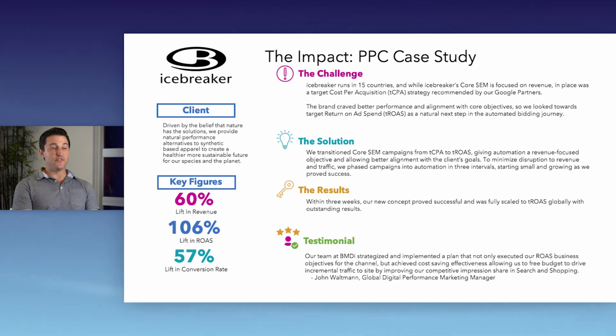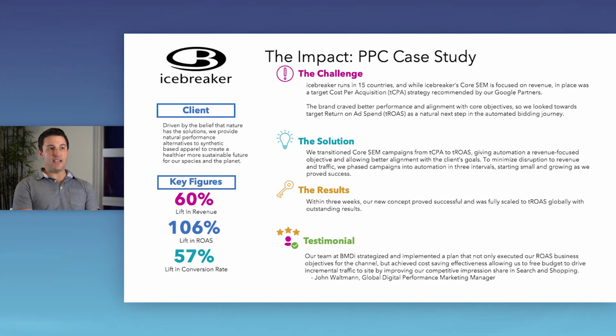The first case study is for Icebreaker, a merino wool apparel company based out of New Zealand. Based on the recommendations from some of our Google partners, they wanted us to run on a target cost per acquisition bid strategy. But after testing that and seeing that it wasn't performing to our goals and KPIs, we decided to move to a target return on ad spend bid strategy. What we found was after a couple of weeks, we were able to see a huge lift in revenue, lift in return, and lift in conversion rate. And that was all attributed to the Search Ads 360 bid strategies, which performed really well and made bid adjustments in real time to drive the results that we were looking for.